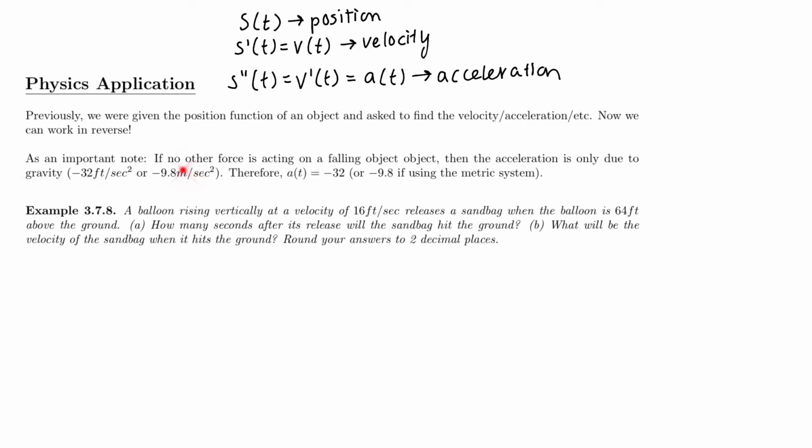As an important note, if no other force is acting on a falling object, then the acceleration is only due to gravity, which is negative 32 feet per second squared, or negative 9.8 meters per second squared.